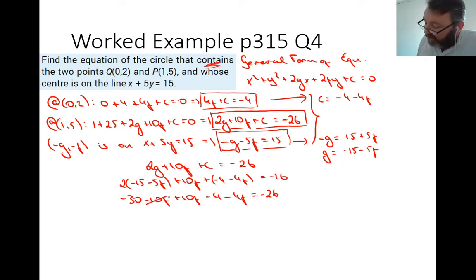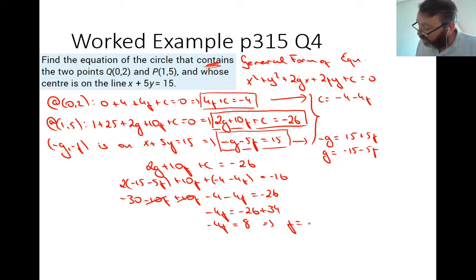Okay, minus 10f and plus 10f will cancel. We get minus 30 minus 4, which is minus 34. So that will give me minus 4f equals minus 26 plus 34. What does that give me? Minus 4f is equal to, well, minus 26 plus 34 is the same as 34 minus 26, which is 8, if I remember correctly. I'm not going to take any chances of making a mistake. 34 minus 26 equals 8. I was right. So it's 8, which means f is therefore minus 2.